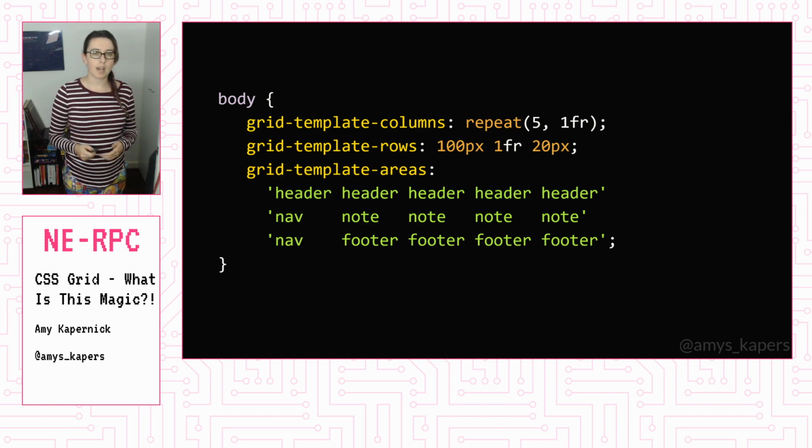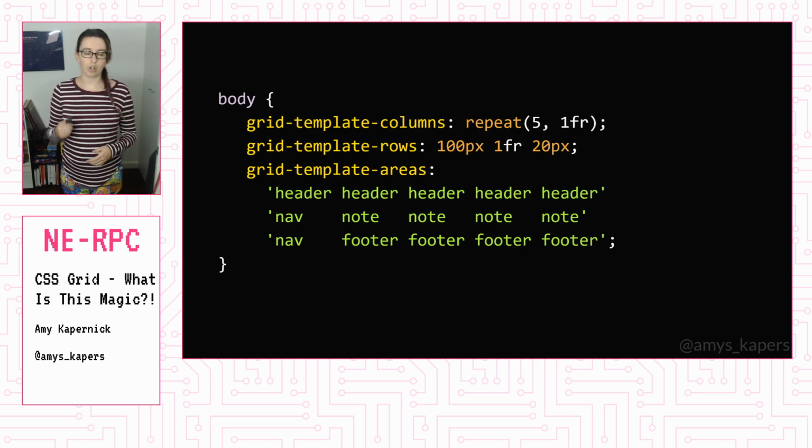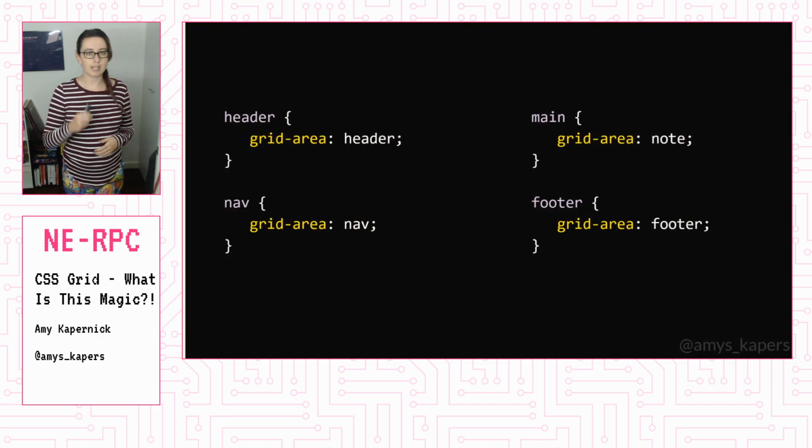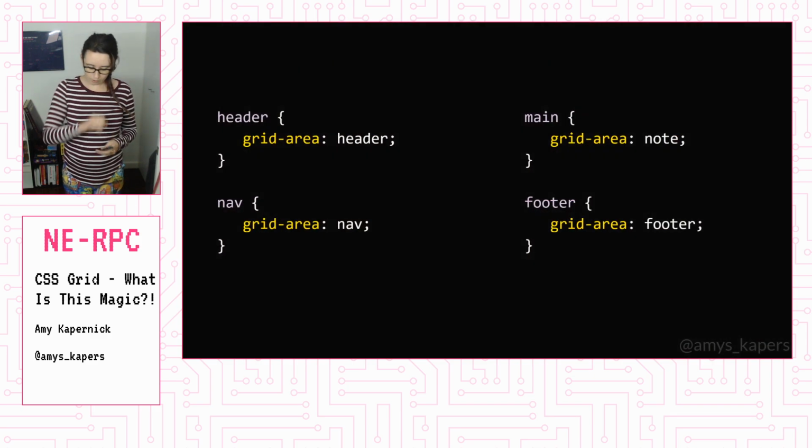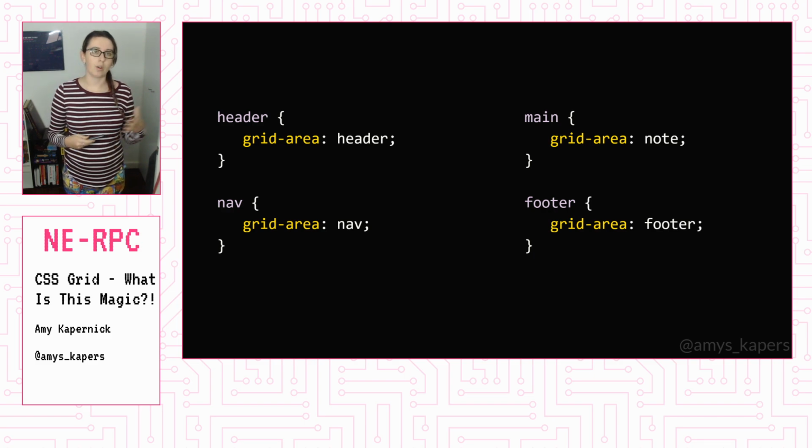If we set this up, then instead of defining our grid column and grid row properties, we can simply set grid area on each of the elements within our grid and assign which areas they should sit in. So header gets grid area header, main gets grid area note, nav gets grid area nav, and footer gets grid area footer.